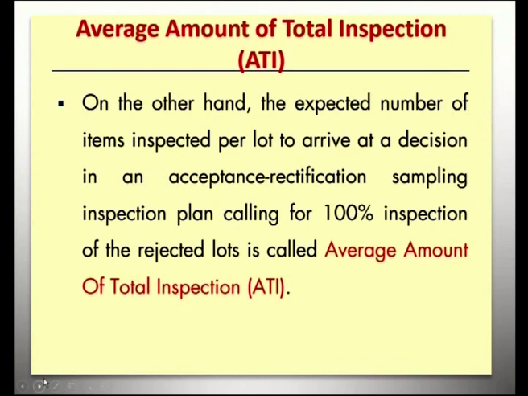We have been studying AOQL, OC, ASN and then next ATI, that is average total inspection. This is the expected number of items inspected per lot to arrive at a decision in an acceptance rectification sampling inspection plan that calls for 100% inspection of the rejected lots. It is the number to be inspected when the incoming quality is poor, it goes back for inspection and is made acceptable. That expected number of items inspected to arrive at a decision in an acceptance rectification sampling plan, wherein the situation is like 100% inspection of the rejected lots, is called average total inspection.